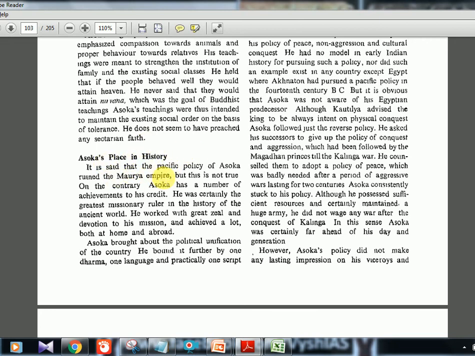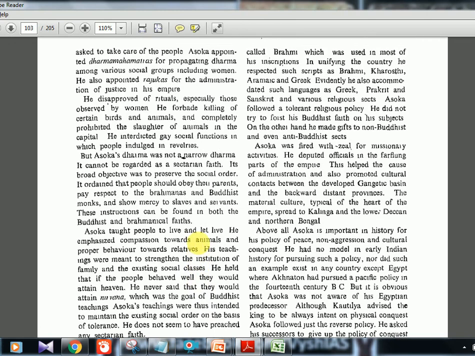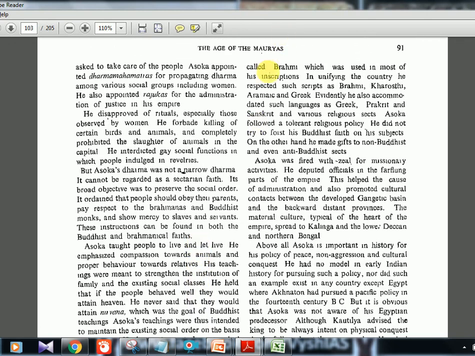It is said that the pacific policy of Ashoka ruined the Mauryan Empire, but this is not true. On the contrary, Ashoka has a number of achievements to his credit. He was certainly the greatest missionary ruler in the history of the ancient world. He worked with great zeal and devotion to his mission, and he achieved a lot both at home and abroad. Ashoka brought about the political unification of the country. He bound it further by one dharma, one language, and practically one script. Okay, one language, one dharma, one script, called the Brahmi, which was used in most of his inscriptions. In unifying the country, he respected such scripts as Brahmi, Kharosthi, Aramaic, Greek. We have already seen it.